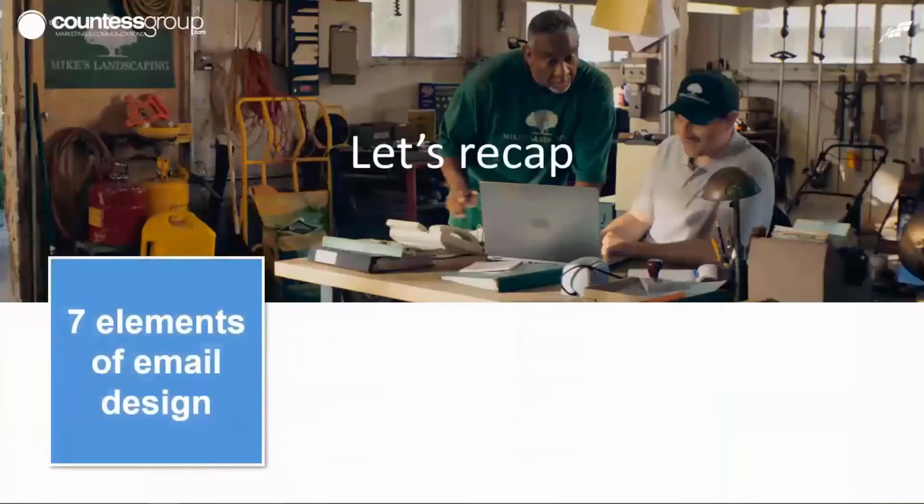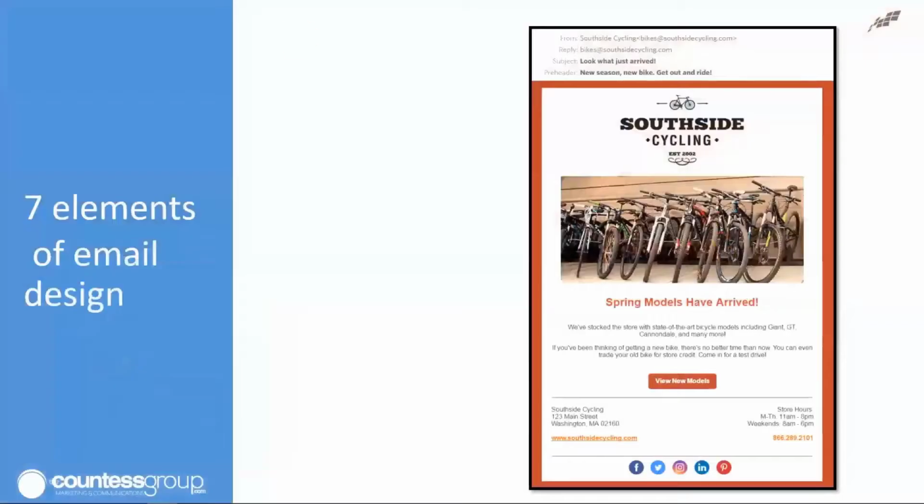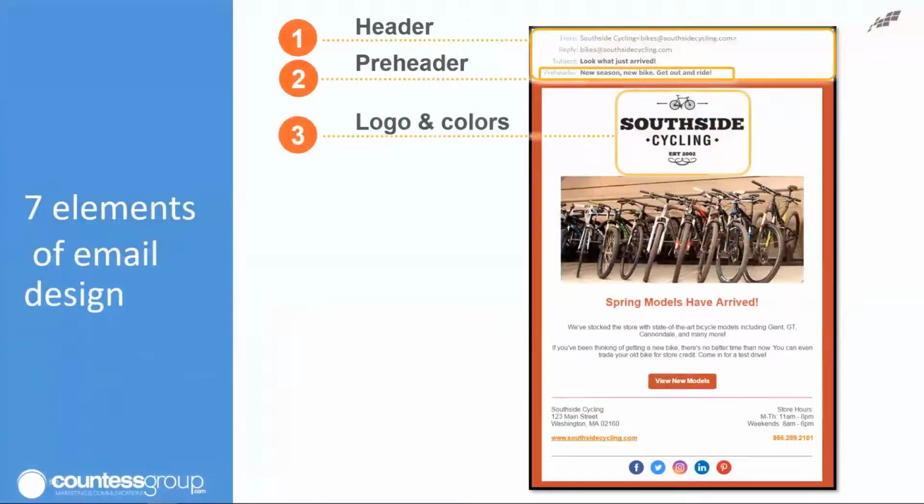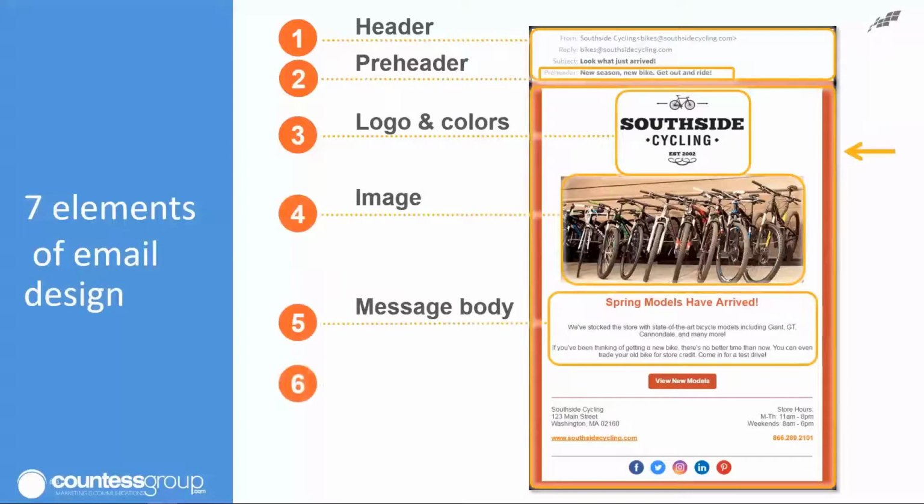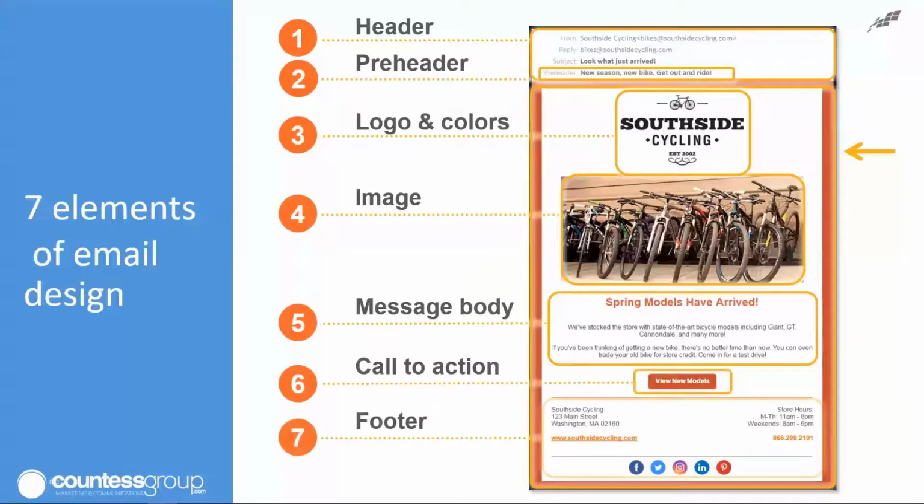So let's do a quick recap on the 7 elements of email design. Remember, they are the header information and pre-header text, so your readers are enticed to open the email. Branded logo and colors. An image to connect your readers to your message. The message body to provide the details to drive people to. Your call to action. And the footer information which allows them to get in touch with you.